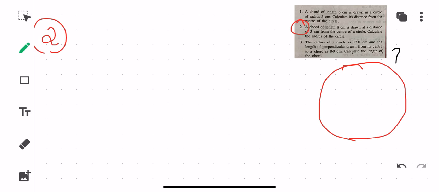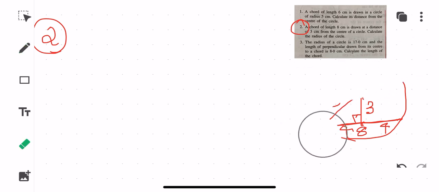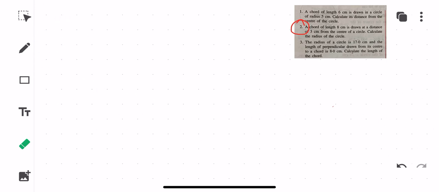So this is question number 2. This is the figure, this is my 8 centimeter and the distance they have given as 3 centimeter. So what you have to find out is the radius. You will join them, and then you will write by Pythagoras theorem. See, this is 8, so this half will be equal to 4, and this is also equal to 4, so the radius will come out to be 5. Make sure you are writing the statements properly, and that's what the question is all about.